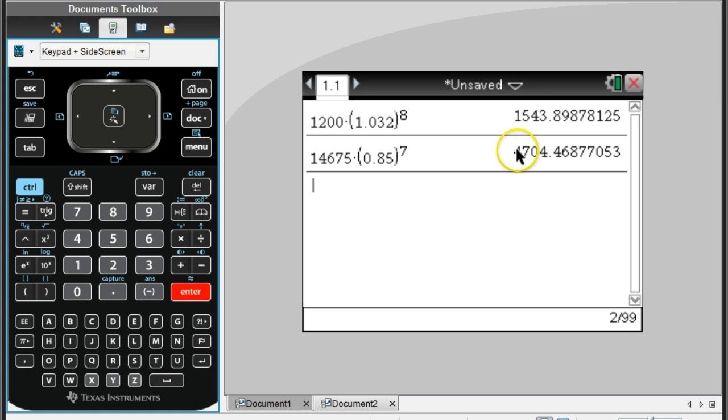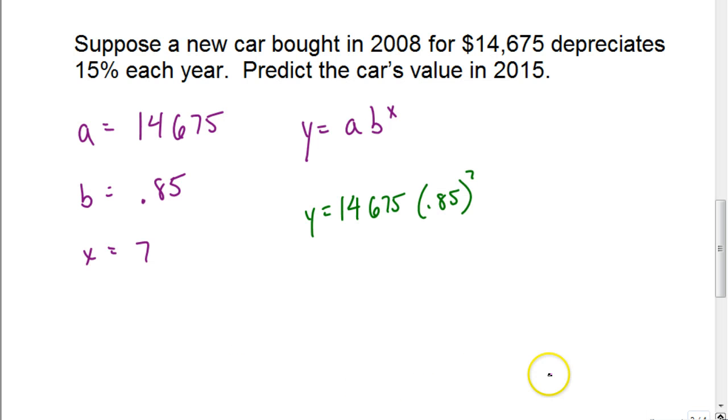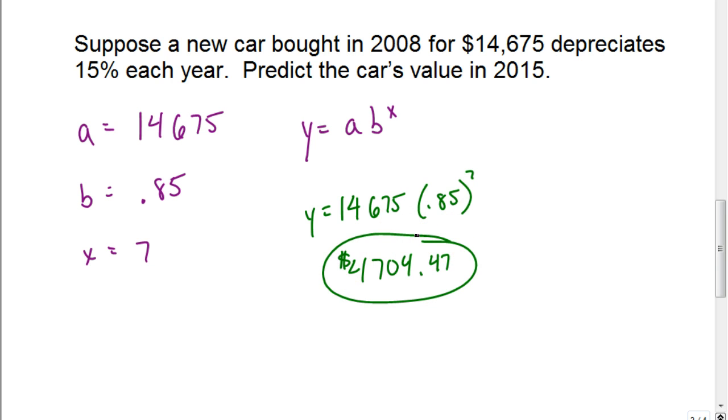And since we're dealing with dollars and cents here, we want to make sure that we round this correctly. We look after that 6, and we'd round this up to 7. So our value would be $4,704.47. So if we go back, $4,704.47 would be our answer. That would be the car's value 7 years after it was purchased. So it makes you think that buying a used car might be more financially wise as opposed to buying a brand new car.